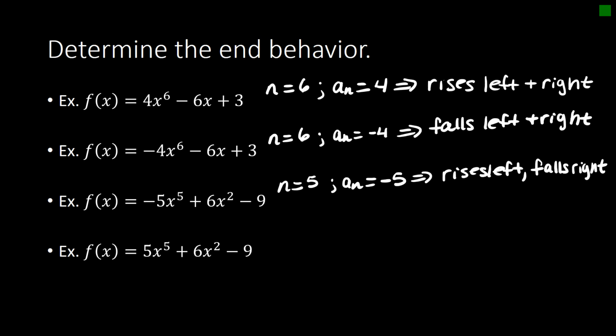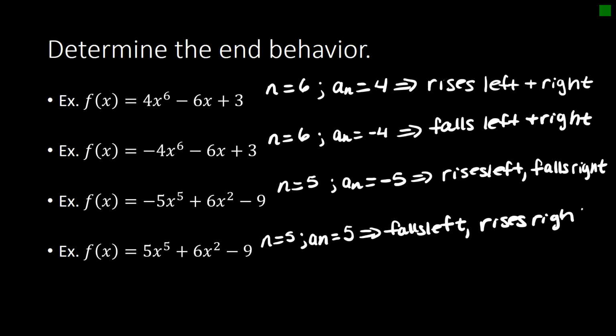In our next one, we have f of x equals 5x to the 5th plus 6x squared minus 9. So here again, n is 5. A sub n now is positive. So the graph falls left and rises right.